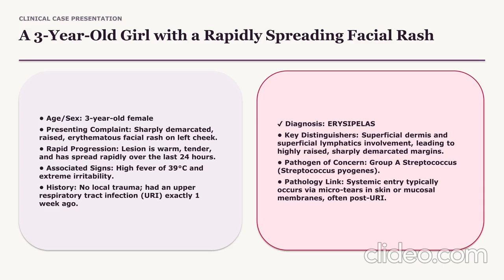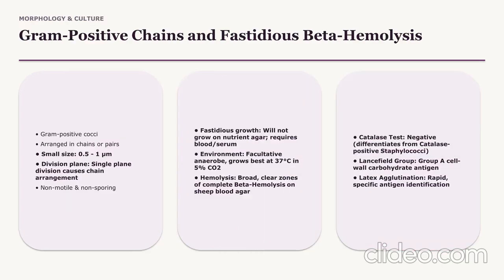Catalase test. All streptococci are catalase negative, which immediately distinguishes them from catalase-positive staphylococci. Bacitracin sensitivity test. S. pyogenes is highly sensitive to bacitracin. Placing a 0.04 U bacitracin disc on a blood agar plate produces a wide zone of growth inhibition. This serves as a rapid screening marker to separate Group A Streptococci from other beta hemolytic streptococci.